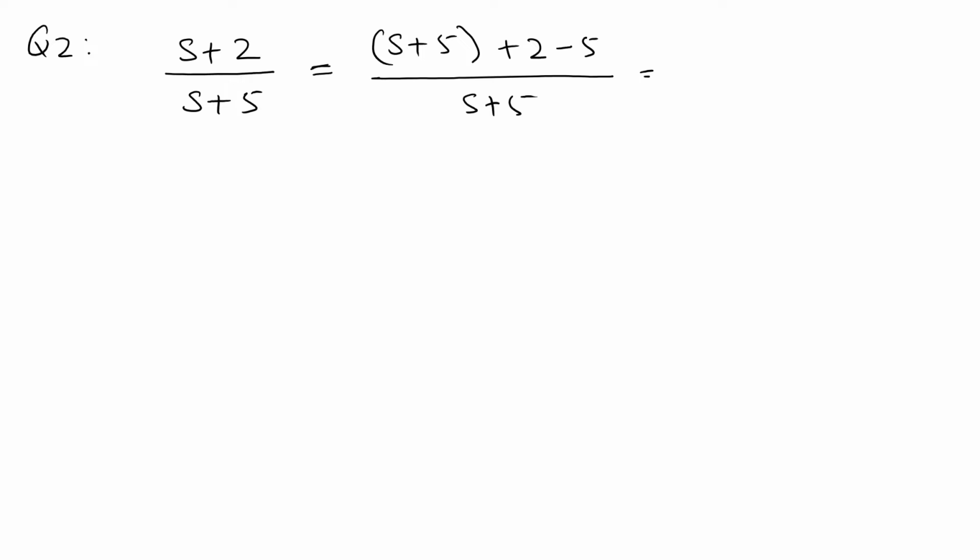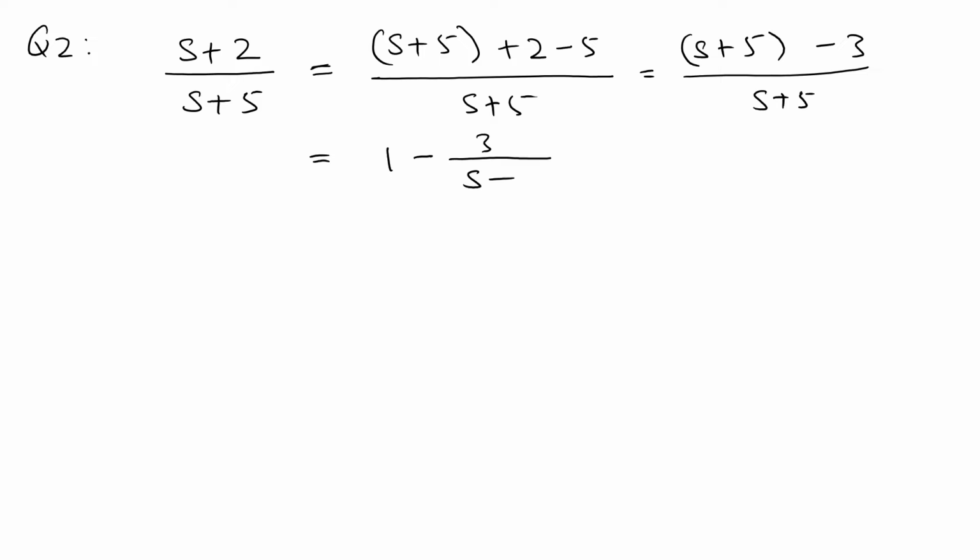And you can see that you can simplify this one as s plus 5, and then minus 3 over s plus 5. If you do the simplification as before, you get 1 minus 3 over s plus 5. So you can write the answer like that. You don't write all those steps, but I'm just writing all the steps to explain what's going on here.